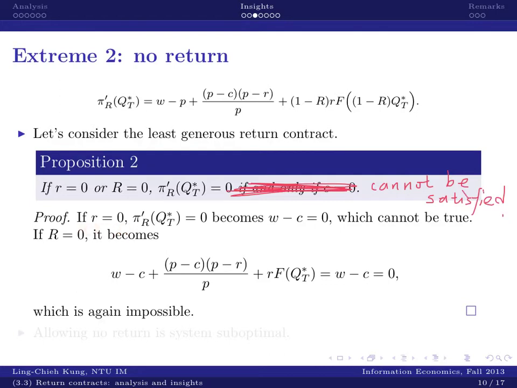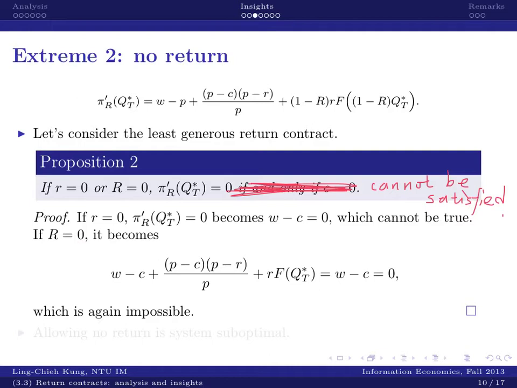Suppose small r is 0. Okay, suppose small r is 0, you can see again this term goes away. When r is 0, this term goes away, and your p will cancel each other. You will get w minus p plus p minus c, that's w minus c. You are asking w minus c to be 0, and that's impossible because the cost must be less than your wholesale price. And then, if capital R is 0, what's going to happen?